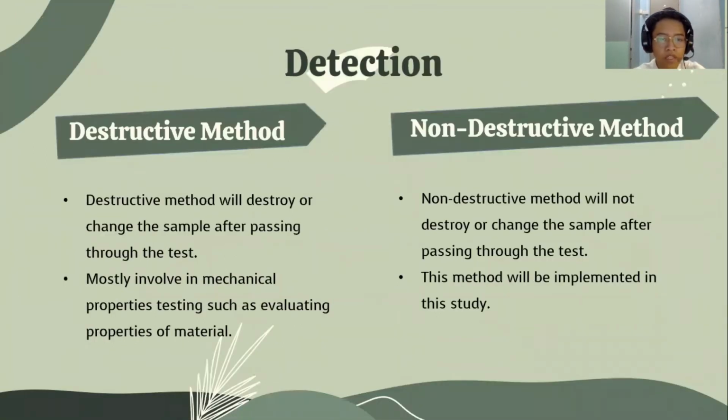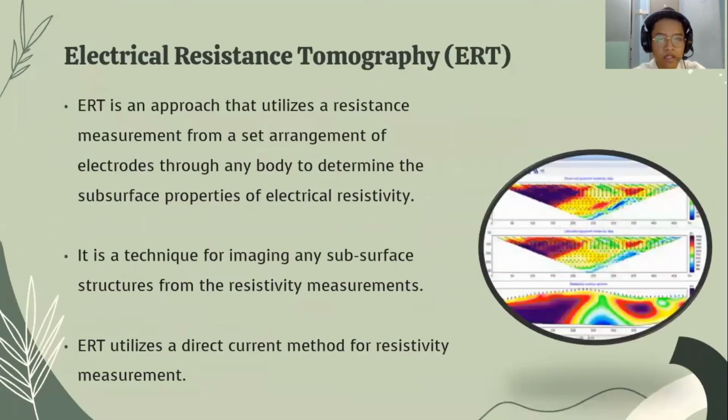Detection can be done by either destructive or non-destructive methods. A destructive method will destroy or change the sample after the test, and it mostly involves mechanical properties testing, such as evaluating properties of material. A non-destructive method will not destroy or change the sample after the test, and it will be implemented in this study. Electrical resistance tomography is one of the non-destructive methods.